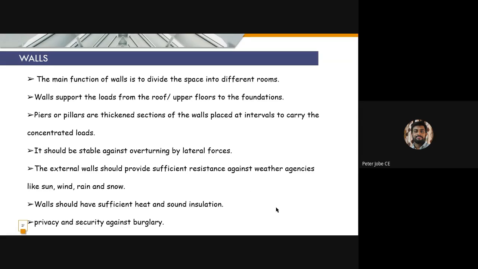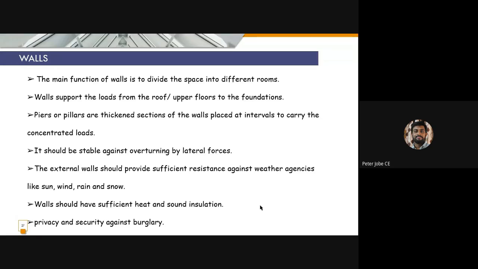Next is walls. The main function of the walls is to divide the space into different rooms. Walls support the load from the roof and upper roofs down to the foundation, if it's a load-bearing wall. If it's not a load-bearing wall, then it's just used to divide the rooms. Piers or pillars are thickened sections of the walls placed at intervals to carry the concentrated loads.